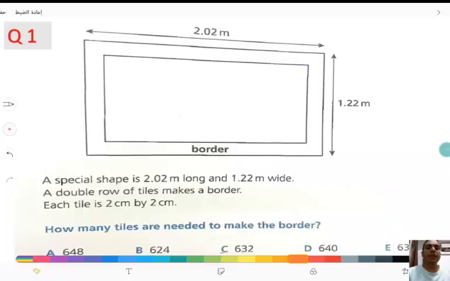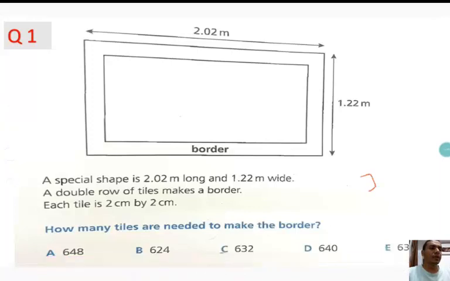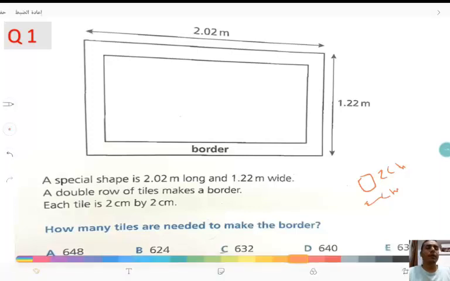Question number 1. A special shape is 2.02 meter long and 1.22 meter wide. A double row of tiles makes a border. Each tile is 2 cm by 2 cm. So this is the tile, this is a square, 2 cm, 2 cm. So the border is a double row of these tiles.